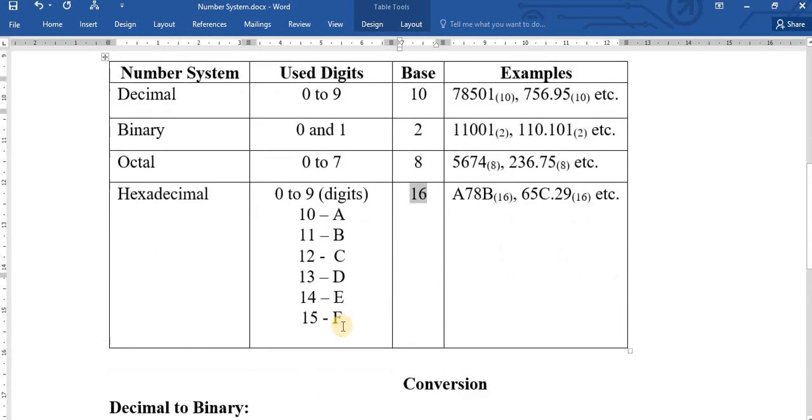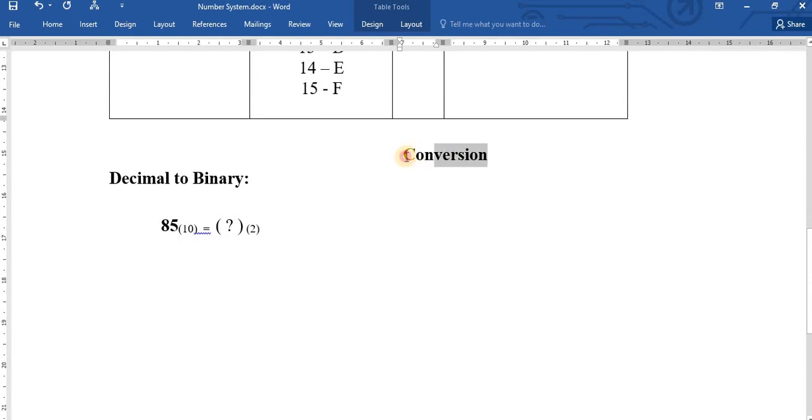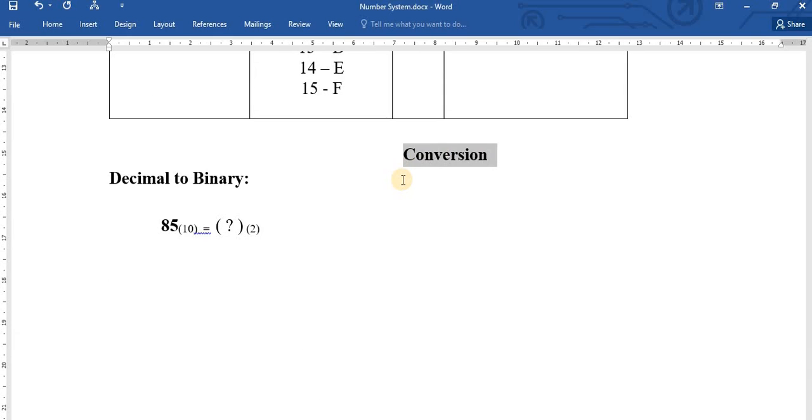Okay, so now next, conversion. How to convert from one number system to another number system. First of all, you learn how to convert decimal to binary. Basically, we will learn how to convert decimal to others. In this video I will tell you how to convert decimal to binary, decimal to octal, and decimal to hexadecimal. First of all, you should know how to convert decimal to binary.